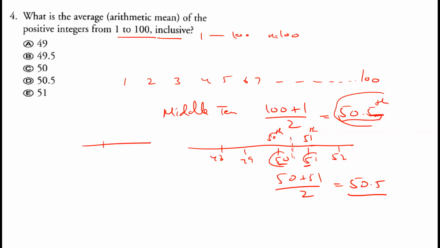Now let's suppose your 50th term would have been something other than 50. For example, it is 60, and the 51st term is 62. So the middle 50.5th term would be 61. But obviously, this is not the scenario over here. So the scenario is quite simple. So the correct option would be D.